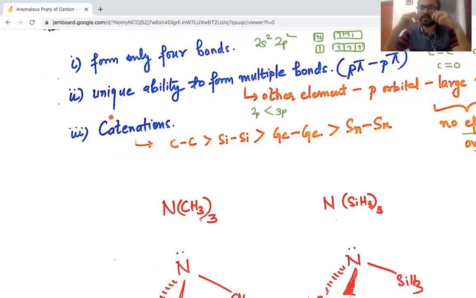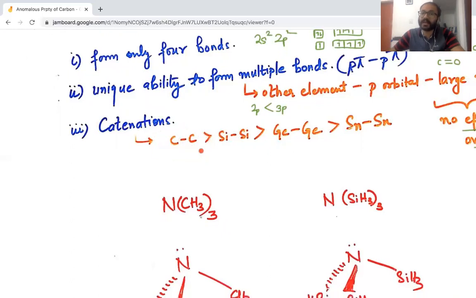And that long chain is possible because the carbon-carbon bonding, that is the C-C bonding, is very, very strong. If I talk about the bond energy, it is almost 348 kilojoules per mole for the C-C bond. And because of this high strength of the C-C bonding, they can sustain longer chains.